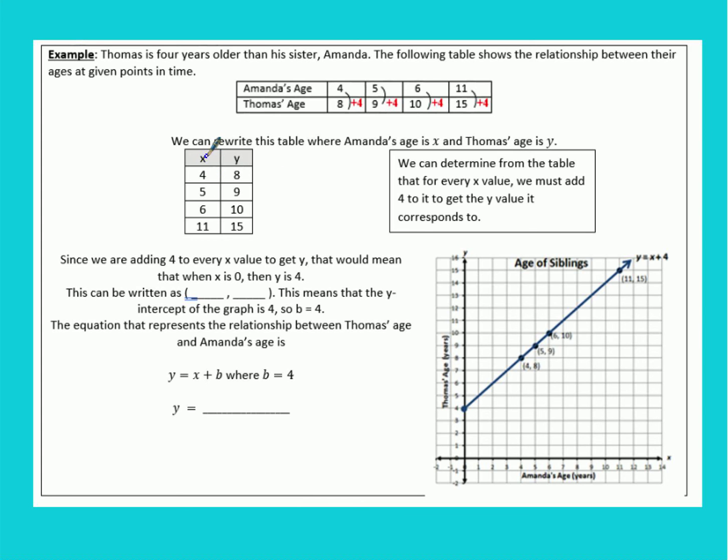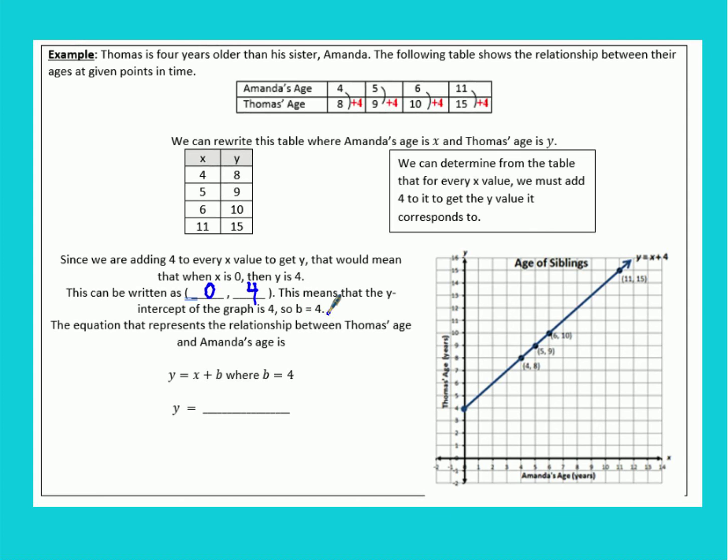So if we call Amanda x and Thomas y, we can put these values in an xy table, and we can say that 4 plus 4 we would get 8, 5 plus 4 we get 9, 6 plus 4 we get 10, and 11 plus 4 we get 15. Since we're adding 4 to every x value to get y, that means that when x is 0, when Amanda was 0 years old, just born, then y would be 4. Thomas would have been 4. So we can write that as (0, 4) in an ordered pair, and that's going to tell us that the y-intercept for this graph is 4, or that b equals 4.